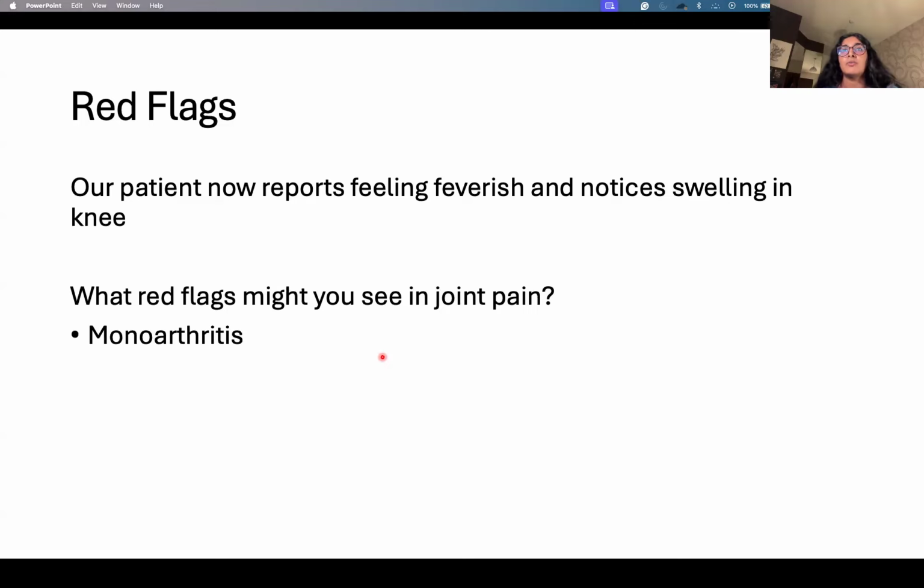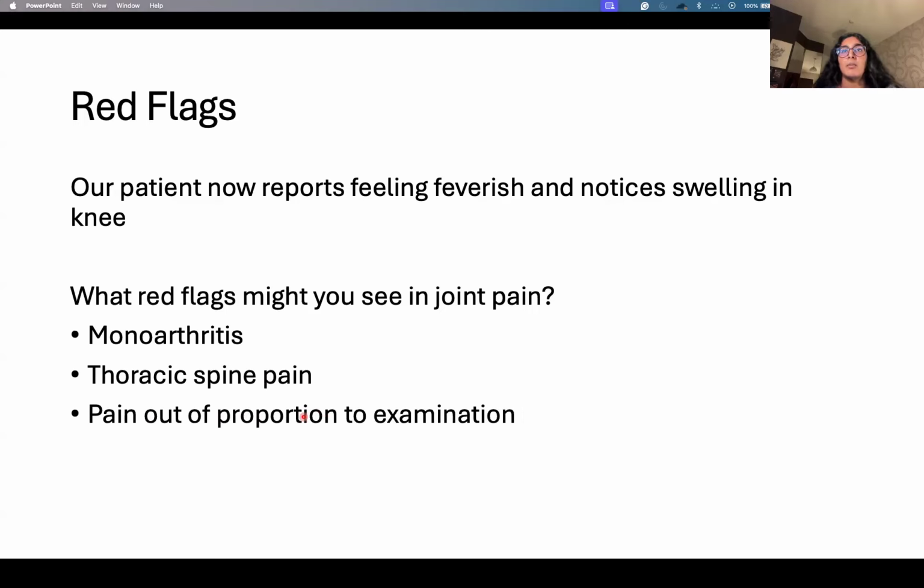Good. Monoarthritis, some of the things that we covered before: gout, any of these things, if they're left untreated, can be quite damaging to the joint. Thoracic spine pain. If you think about it, this is a pretty strange location to get pain. Points towards some sort of etiology with the bone itself, like malignancy, for example, because you don't really use your thoracic spine that much. And like you said, pain out of proportion, thinking compartment syndrome.